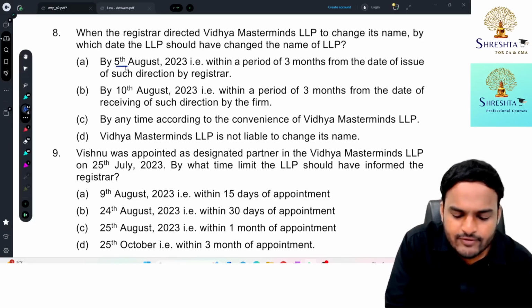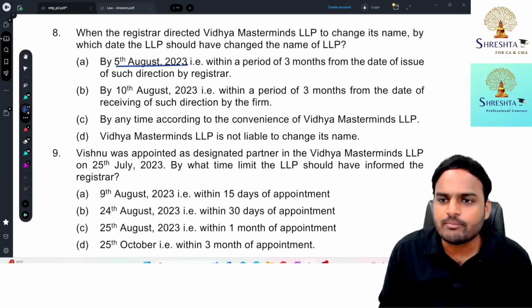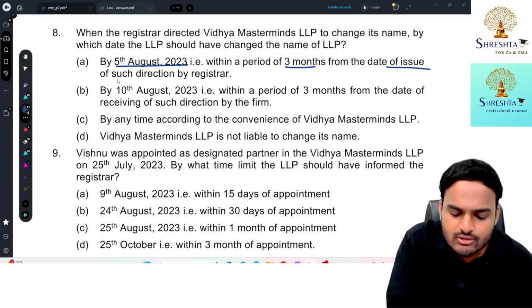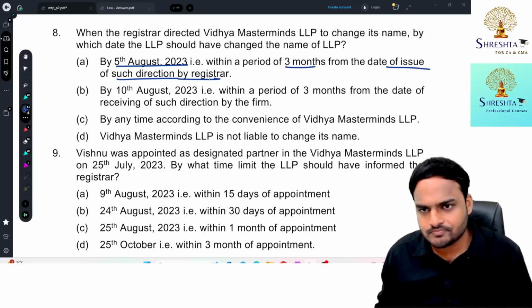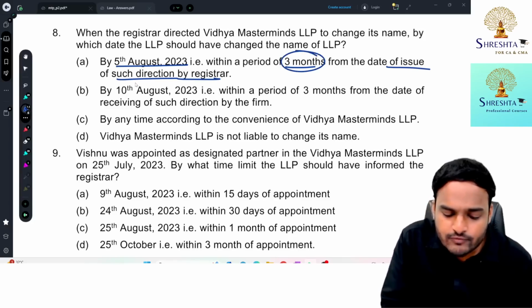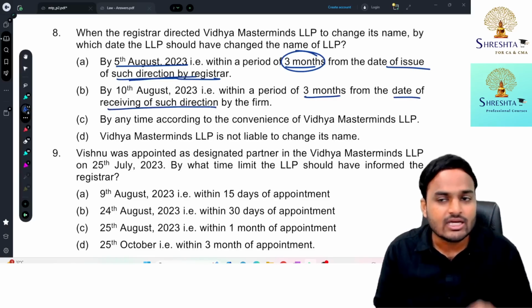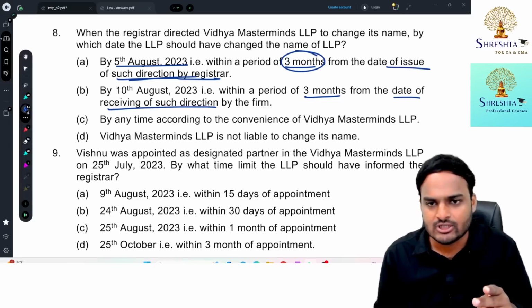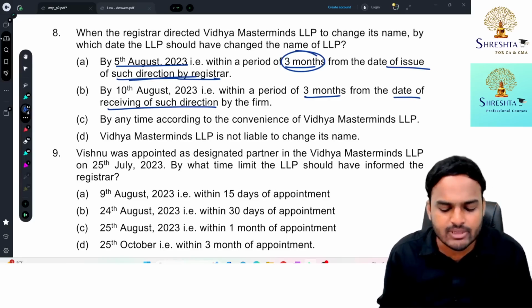Option A, by 5th August 2023, that is within a period of 3 months from the date of issue of such direction by registrar. 3 months everyone knows, but 3 months from date of issue of direction or 3 months from the date of receiving of such a direction. Here students will confuse. Students will confuse between A and B points.